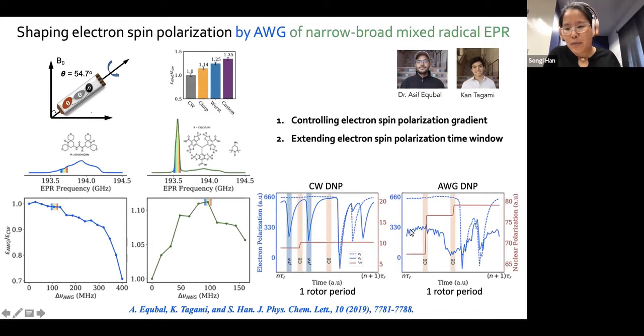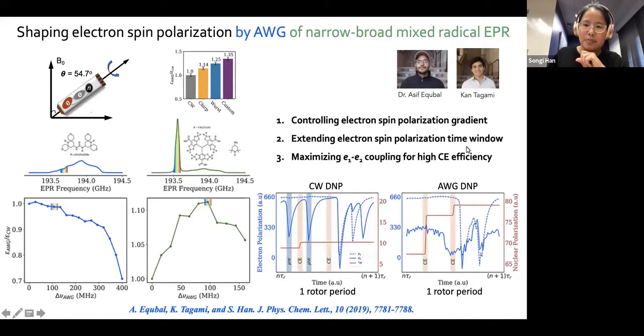So if you have a broadband AWG type of setup, then you can hold the spins down and therefore, even under fast T1 condition, keep the polarization differential between E1 and E2 and therefore maximize the transfer. So this is beyond just the shape; it's also optimizing the timing. But the third aspect is also very important. Even if you have all of that down, you still need to maximize coupling.